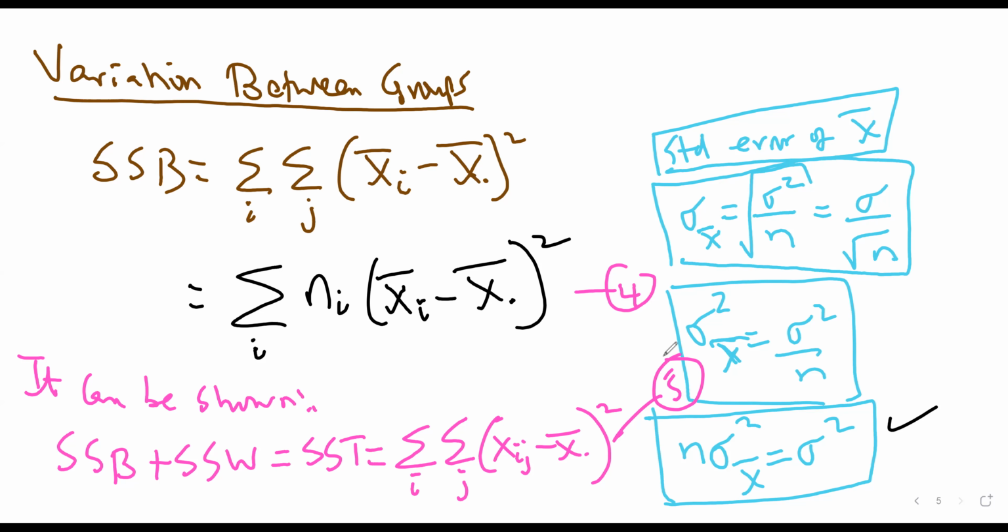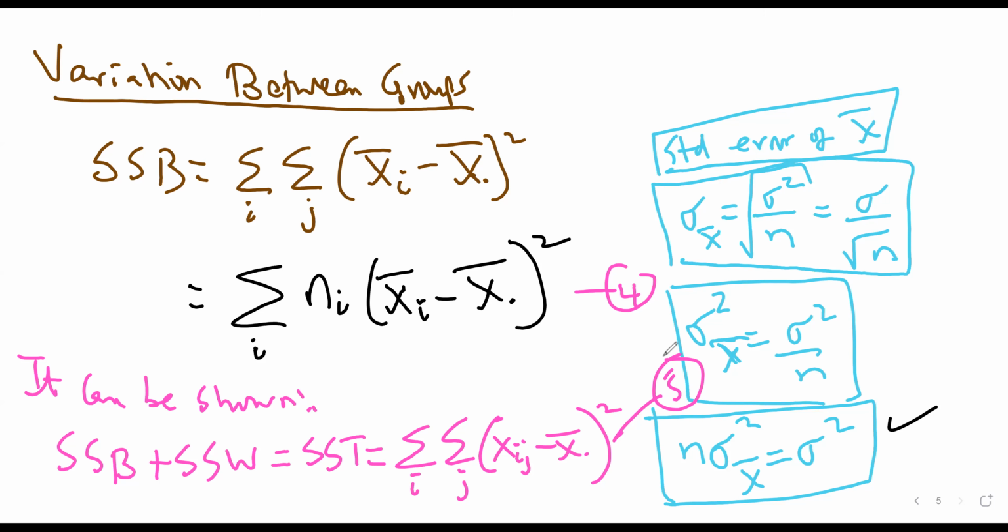It can be shown that 3 plus 4 is equal to number 5. Then, as you can see, the kind of items we have in equation number 3 and 4 are just the numerator when you are trying to find the variance of something. They are the numerator of some variances, the formula for some variances. So we want to actually get the actual variances.